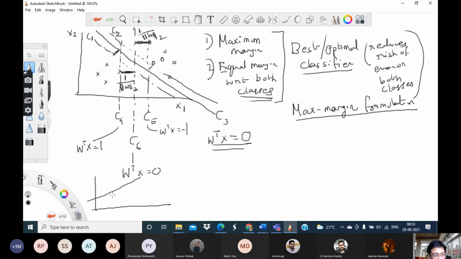Suppose there are two parallel lines like this, and what is the perpendicular distance between them? Say one of them is y equal to mx plus c.